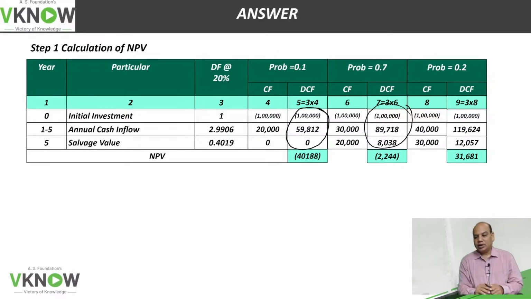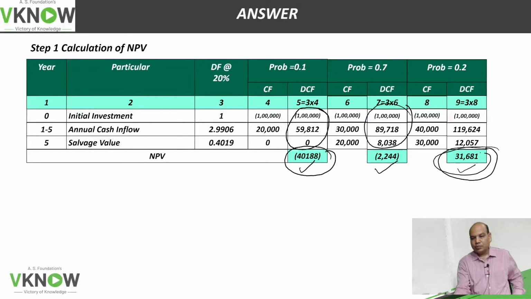These are my three NPVs. The benefit of this table is that you will be able to answer best case NPV and you will be able to answer worst case NPV also. So that is why I have decided this format.